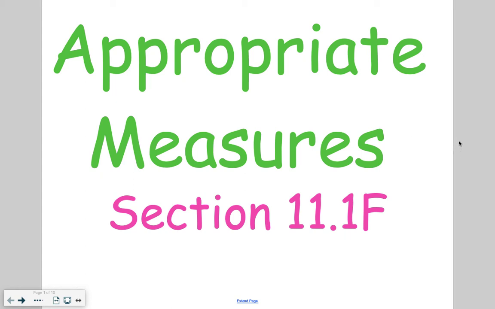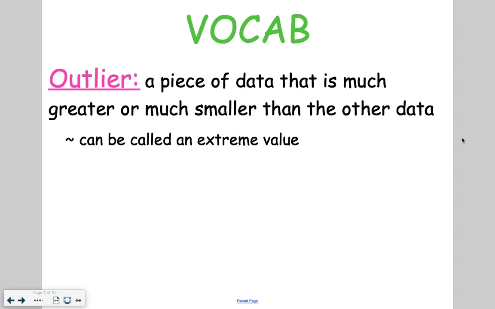Hello class, and welcome to section 11.1f, where we are going to talk about appropriate measures of central tendency. By the end of today's lesson, you will be able to identify outliers and you will be able to decide which measures of central tendency work best for a set of data.